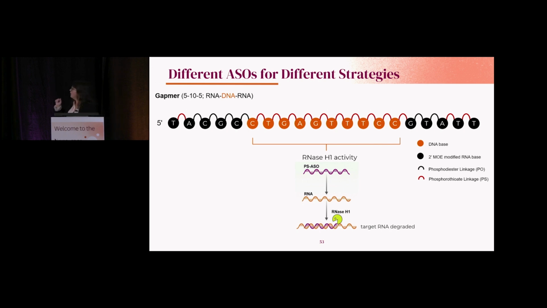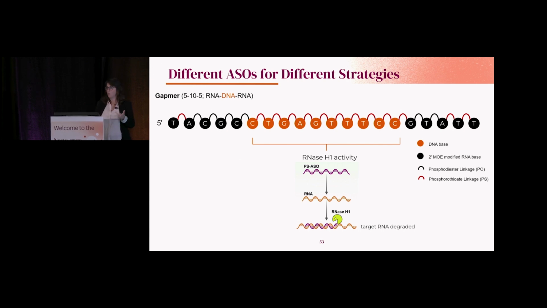So when the ASO binds the RNA, all of it hybridizes, but the DNA part is exactly where RNase H1 goes and cleaves. And as you can see here, the target RNA gets degraded. Now, very importantly, ASOs get chemically modified.